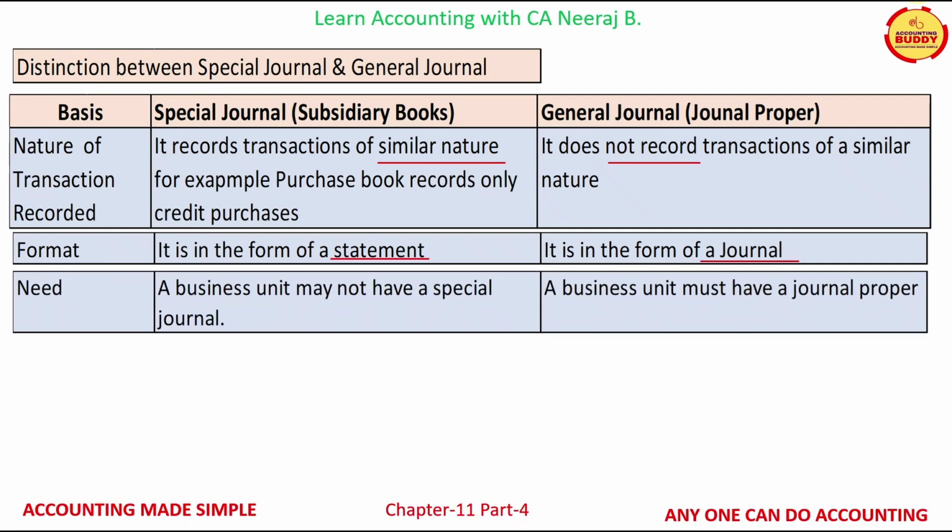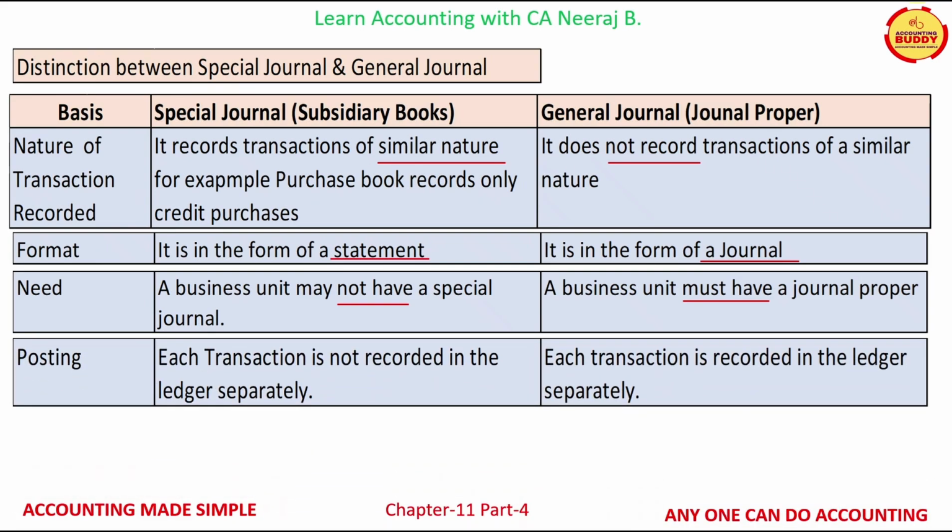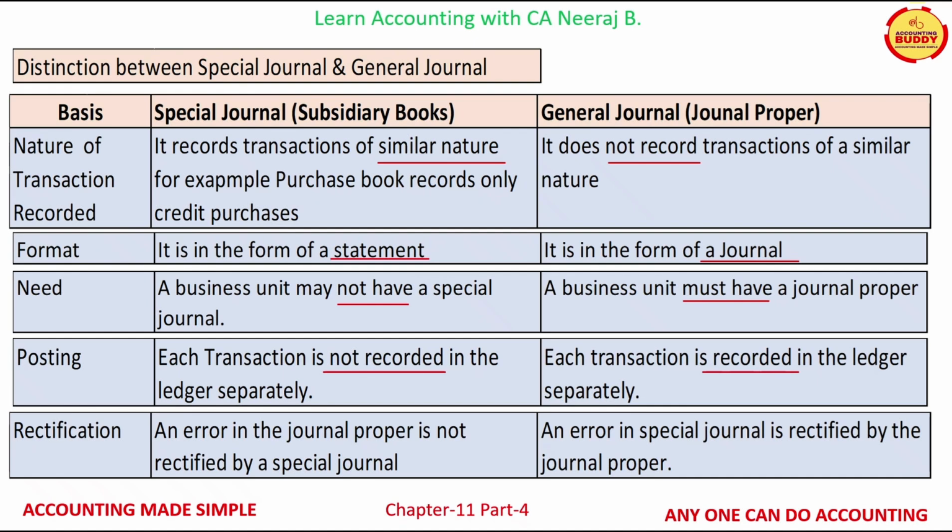Another basis of difference is that of need. Special journal might not be needed by a business, while the business must have a journal proper. Yet another basis of difference is that of posting. In the special journal, each transaction is not recorded in the ledger separately, while in case of journal proper, each transaction is recorded in the ledger separately. Another basis of difference is that of rectification. An error in the journal proper is not rectified by a special journal, while an error in special journal is rectified by the journal proper.